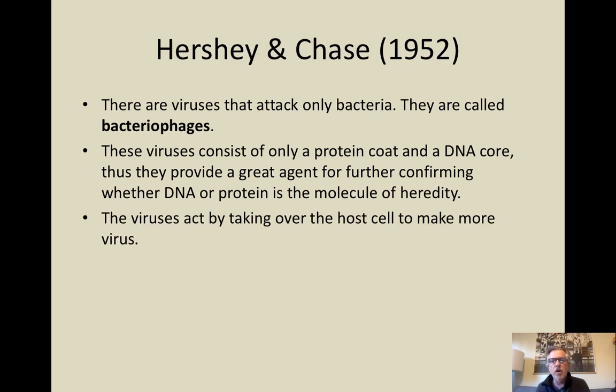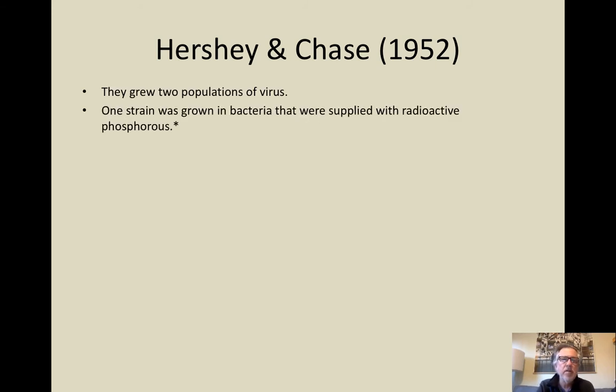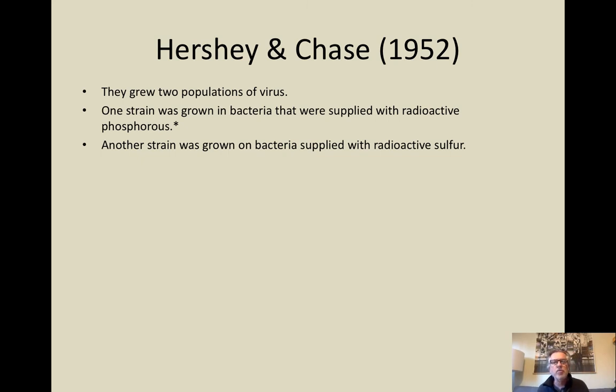They act by taking over the host cell to make more virus. So they grew 2 populations of virus. One strain was grown in bacteria that were supplied with radioactive phosphorus. So don't forget, the way a virus works is it takes over the bacteria's machinery and makes it make more copies of itself. And these bacteria are grown with radioactive phosphorus. And the reason you use radioactive materials is because you can follow it. You can find it later on. As it moves from organism to organism, you can use, like, a Geiger counter to see where the radioactive phosphorus is. On the other strain, they grew the virus on bacteria that were supplied with radioactive sulfur.